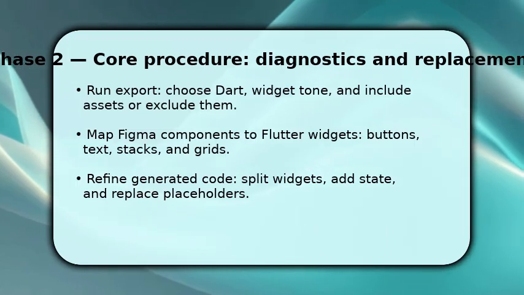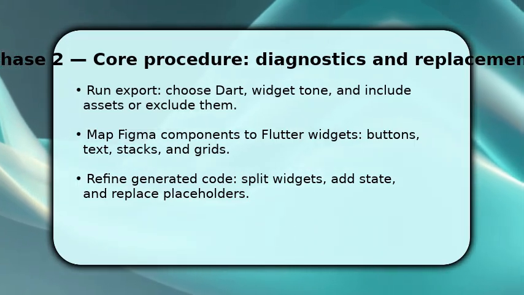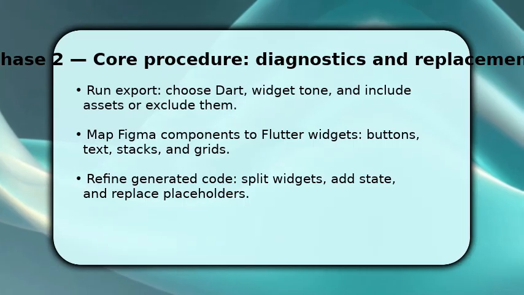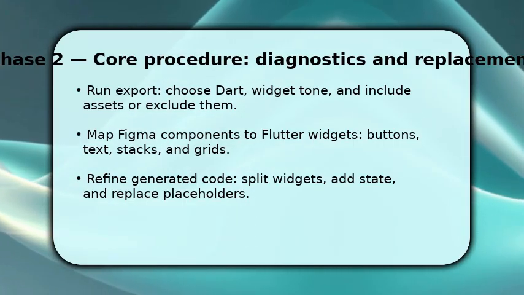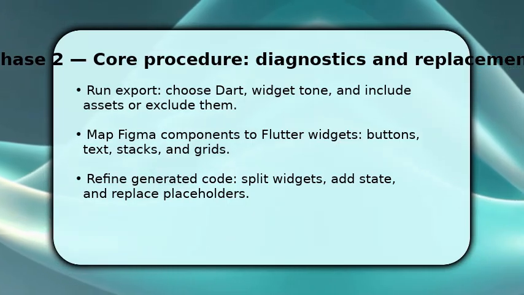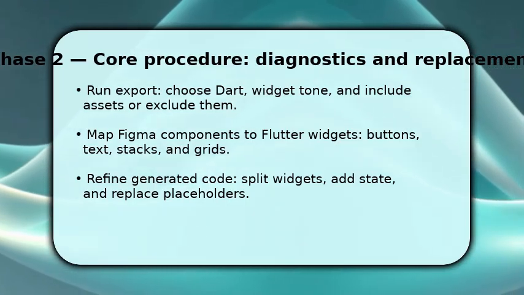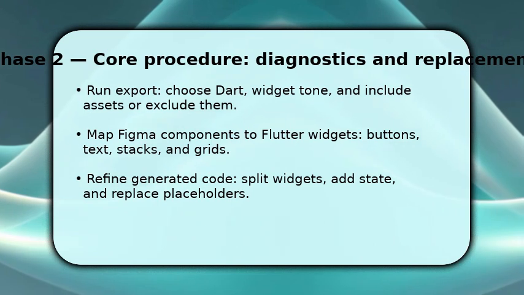Make targeted edits. Split large generated files into small widgets, rename identifiers to match conventions, and wire up state where interactions are required. Once you tidy code structure, run a quick build to spot layout drift and fix constraints.